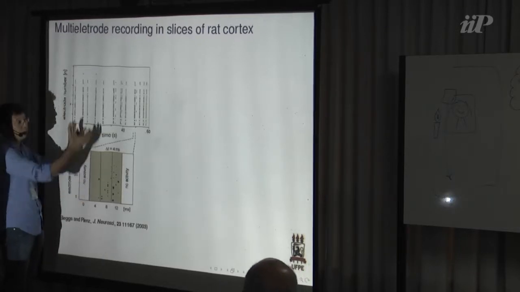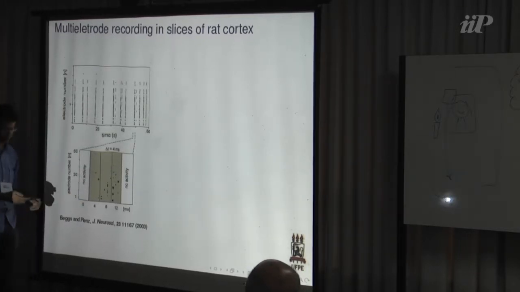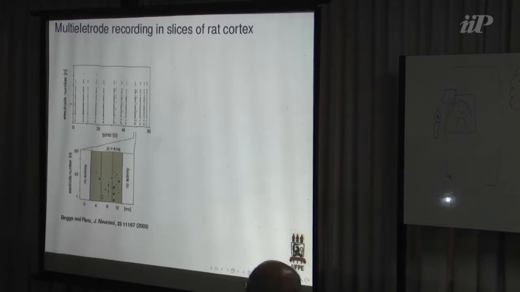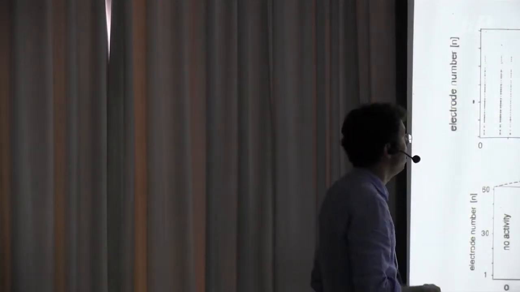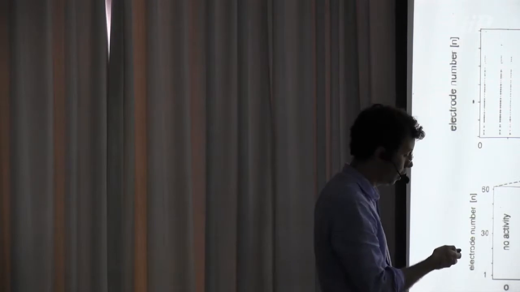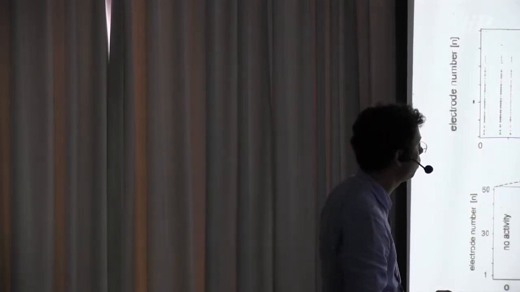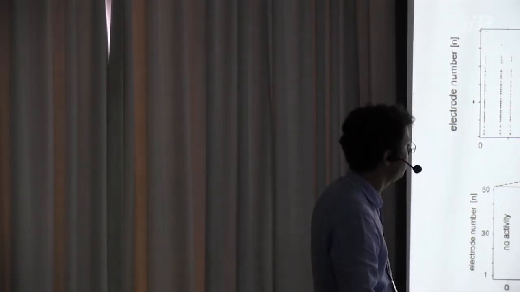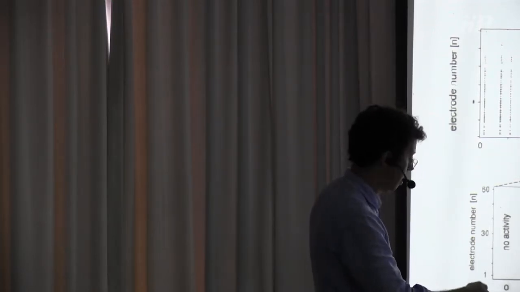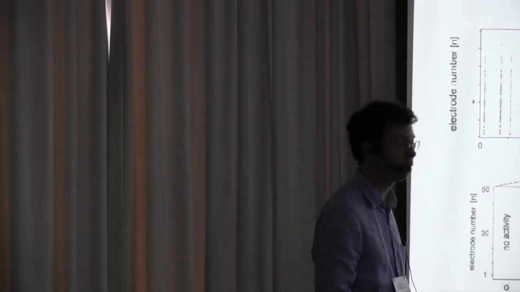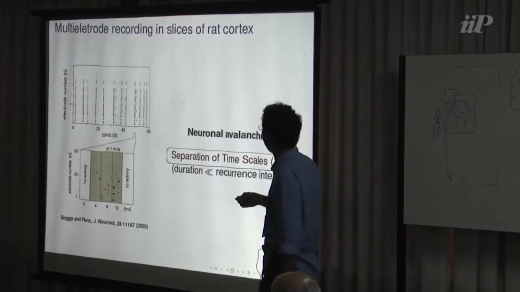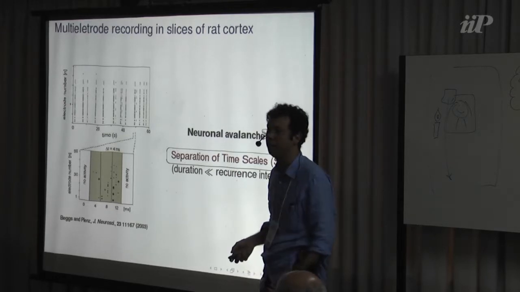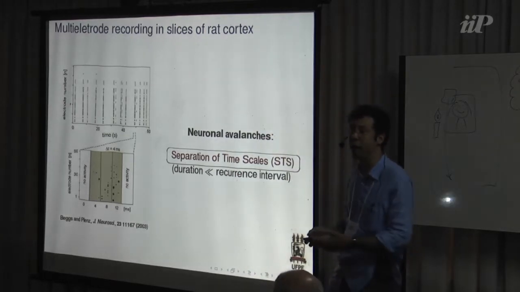So if you define a reasonable bin from the data, you get something like this. So this is what they call an avalanche. So you have silence before and silence after, and some activity in between. And from the picture here, you can accept pretty quickly that these neuronal avalanches have this separation of time scales, in short, STS. So what that means is that the duration of the avalanches is much shorter than the recurrence interval. This is one of the features that it shares with real avalanches.